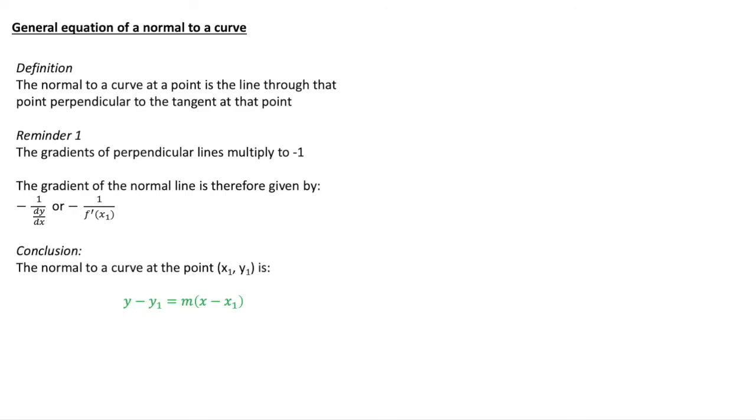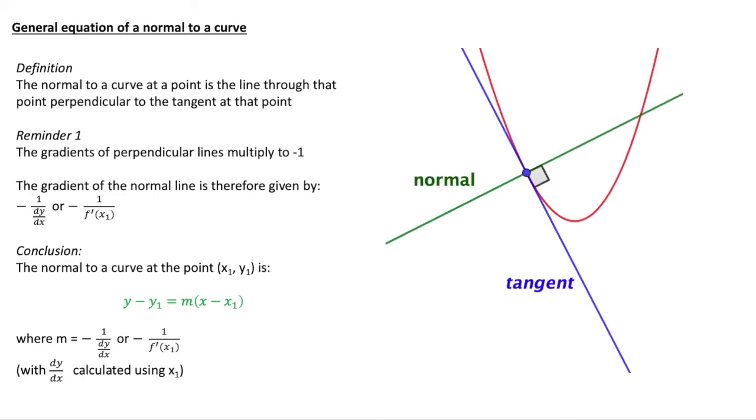Our conclusion is that the normal to a curve at the point (x1, y1) is going to be y minus y1 equals m(x minus x1), as usual. But this time m is -1 over dy/dx, or -1 over f'(x1), and note that dy/dx has to be calculated using the value x1. And we'll have a little look at a picture of that. We have the red curve, we have a tangent to the blue point, and the normal is going through that point but is at right angles to the tangent.